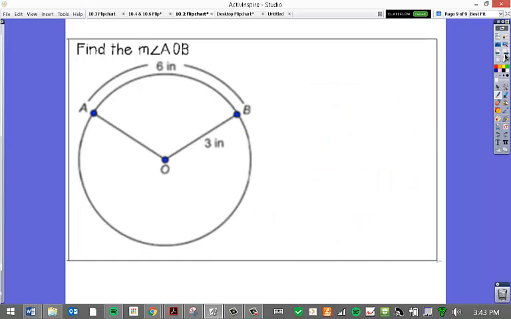The last example, this time I'm telling you the arc length. This is your arc length. Your arc length is 6 inches. So instead of plugging x in for my arc length, I'm going to plug x in for my central angle, for my measure of my arc. I don't know how many degrees this is, so that's what I'm solving for in this equation.